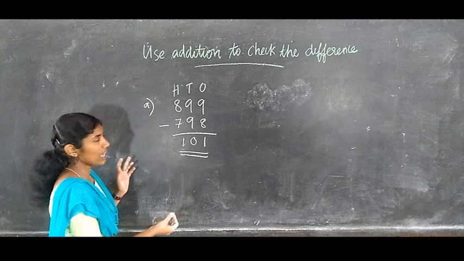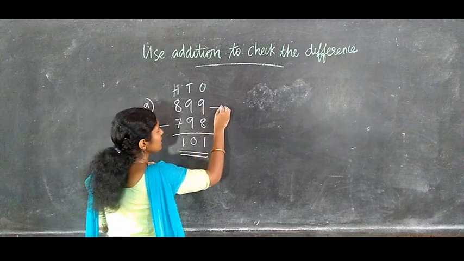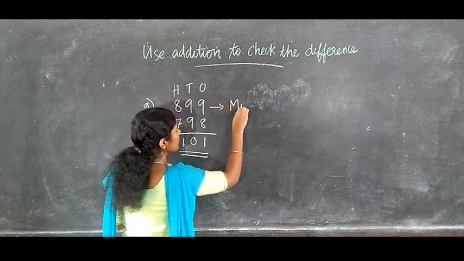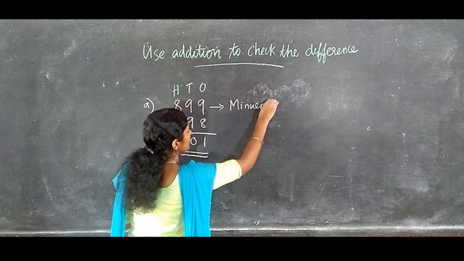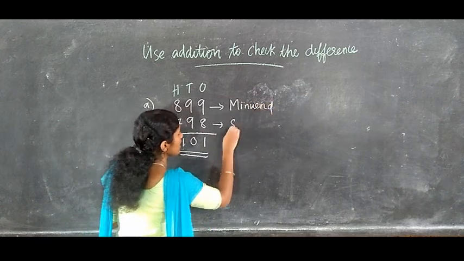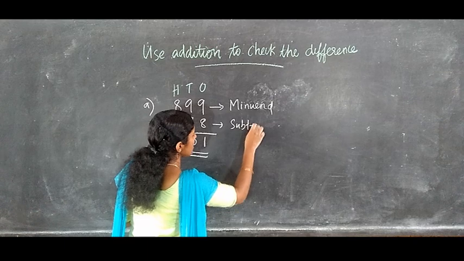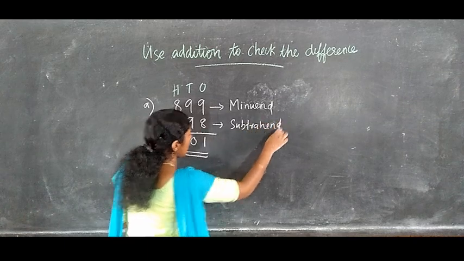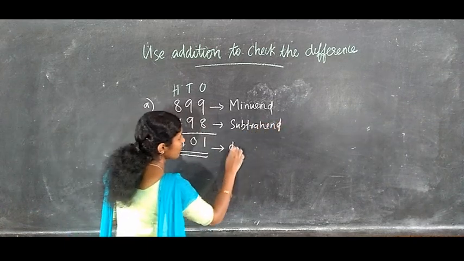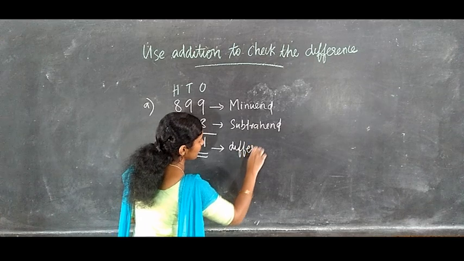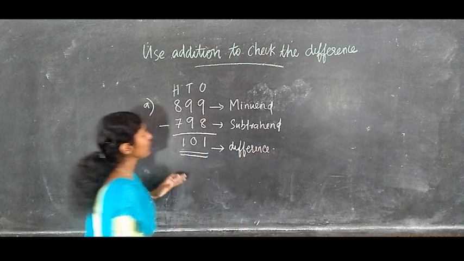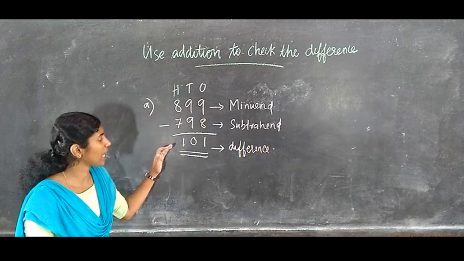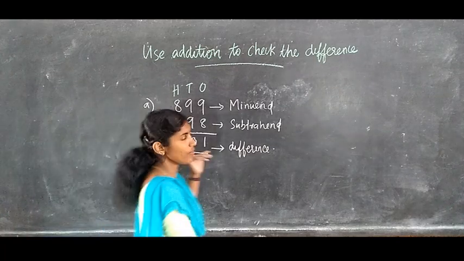Then, as we already learned in our last class, this number is known as minuend. Then this is known as subtrahend. And the answer we got is known as the difference. Then we have to check whether our answer is correct or not. How will we check?